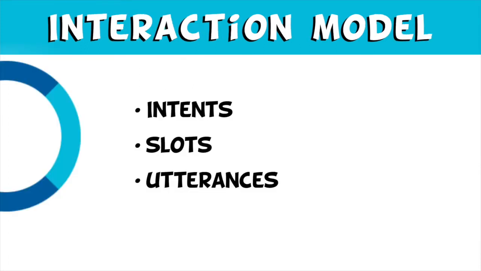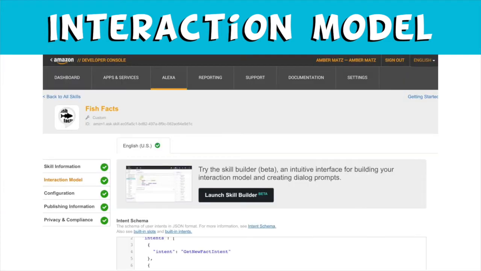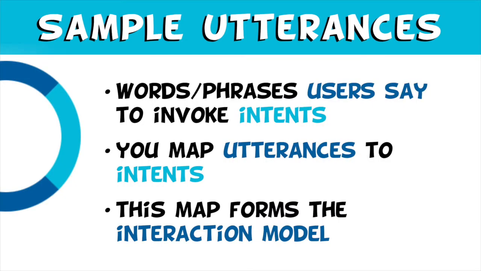The next configuration section is where you define your interaction model, which consists of intents, slots, and utterances. So this form, which may be changing, we noticed that there's a beta available to some users, but this is where you'll define your intent schema, your custom slot types, and your sample utterances. Sample utterances are where we're going to start, regardless of the order of the form, which might change, and it changed in the beta. We think it's helpful to start with sample utterances.